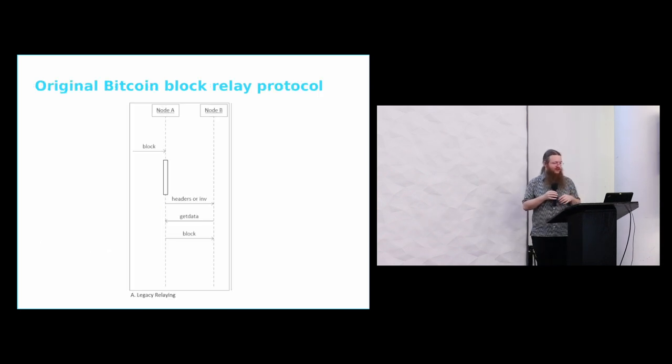So this is just a visualization of the original Bitcoin block relay protocol. So you have two nodes, node A and node B.